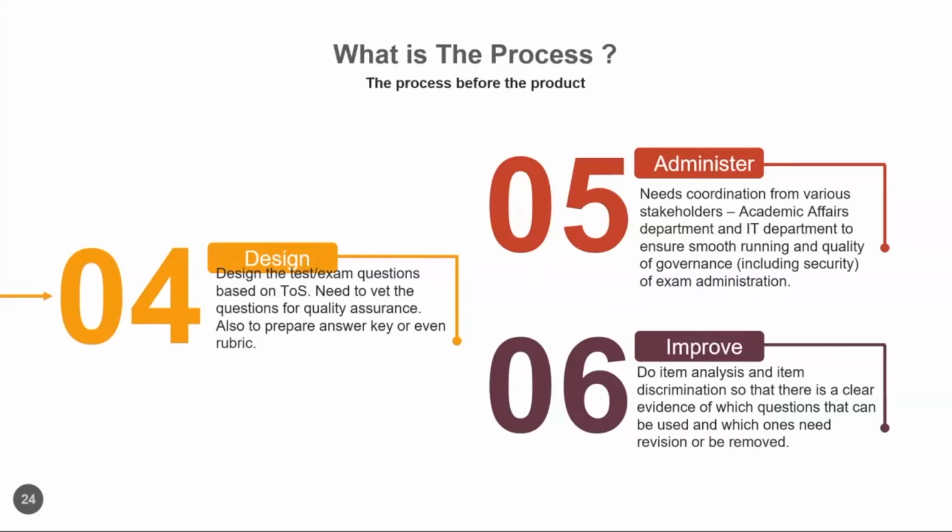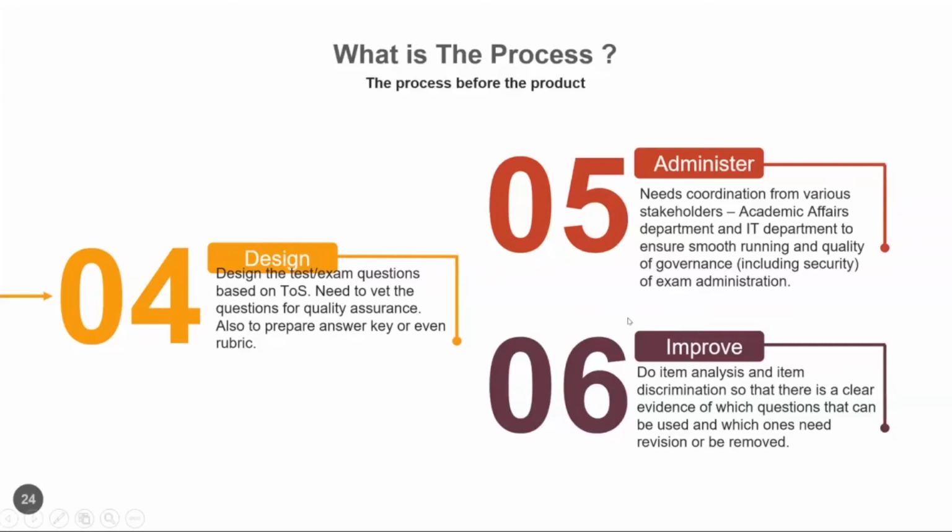Once you've already done the questions and got the scripts and everything, the course has not ended. The next thing that you need to do is to do item analysis and item discrimination, so that there is clear evidence of which questions can be used and put in the item bank, and which ones need to be revised or removed. So all these considerations need to be done.